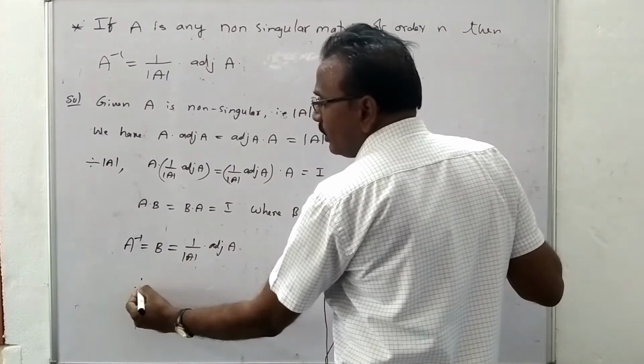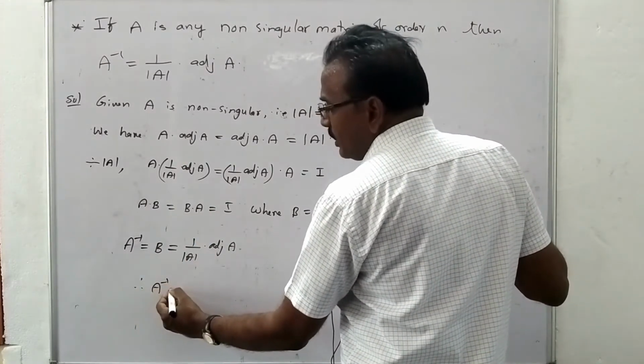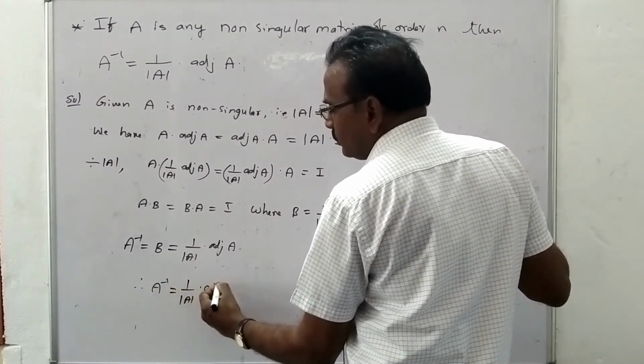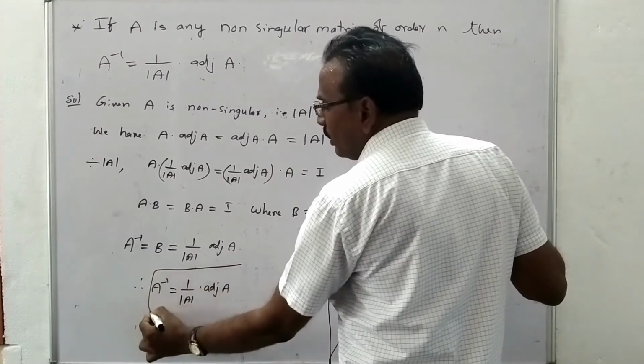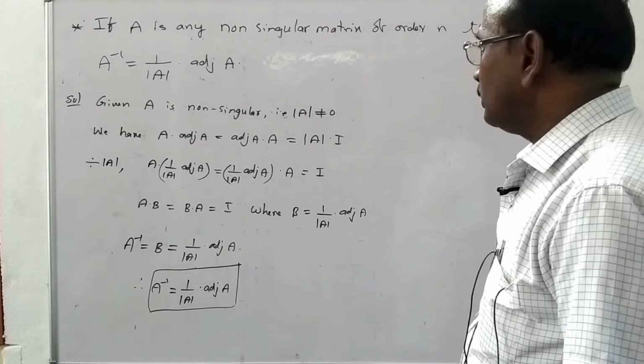So therefore, if A is any non-singular matrix, then inverse of matrix A is A inverse equal to 1 by determinant of A into adjoint A. So this is the formula to find the inverse of a matrix using adjoint and determinant.